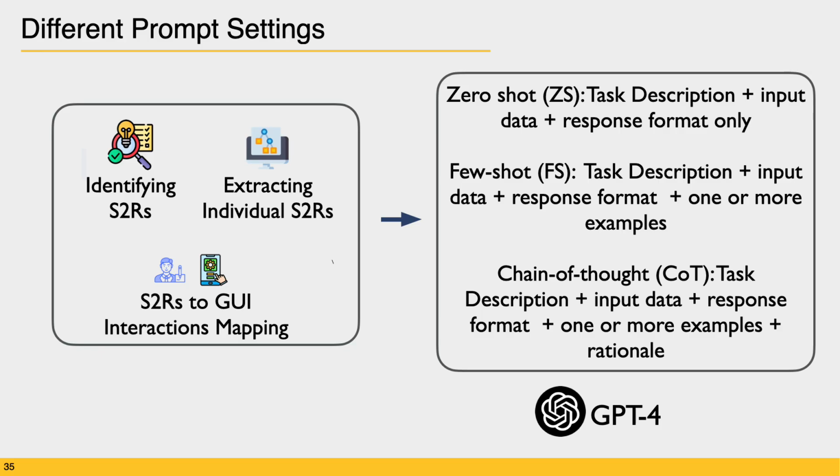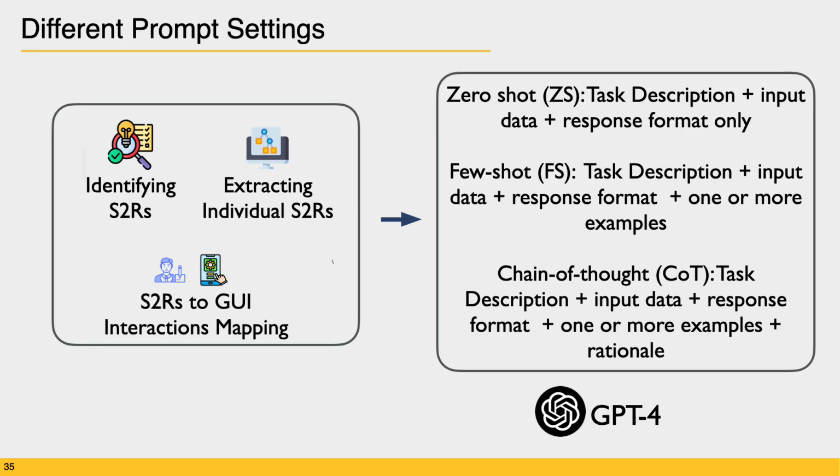First one is zero shot. Zero shot prompt contains task description, then input data, and also the expected response format. The few shot prompt has all the information in zero shot and also related examples. The chain of thought prompt contains all the information in a few shot, and we also provide rationale for input and output.